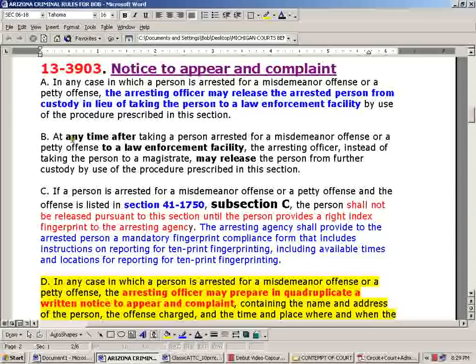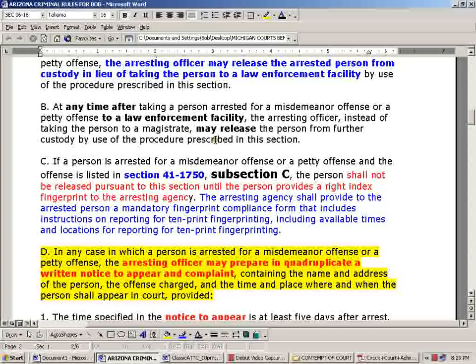At any time after taking the person arrested of the misdemeanor offense or a petty offense to a law enforcement facility, the arresting officer, instead of taking the person to the magistrate, may release the person from further custody by use of the procedure prescribed in this section. So they can drive you to the law enforcement facility and go through the whole spiel and then release you. You've still been arrested and you haven't gone before a magistrate, and the peace officer, if he is one, hasn't sworn to his complaint.